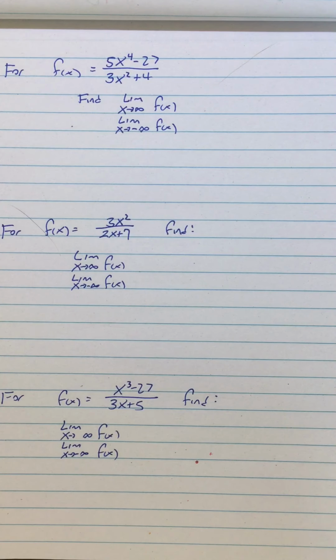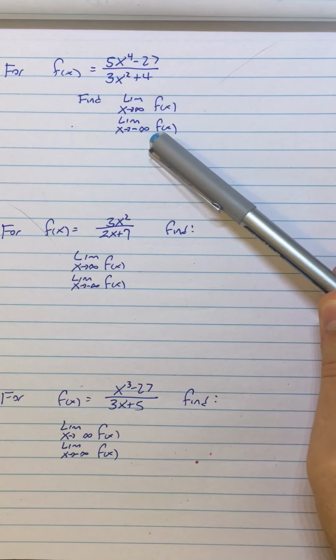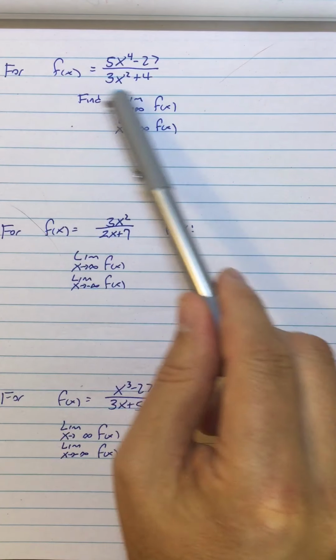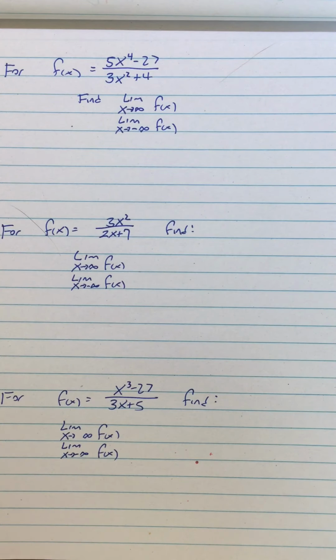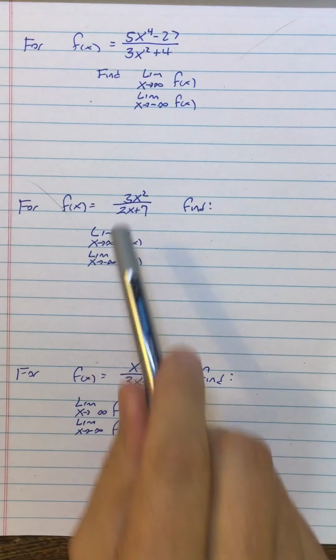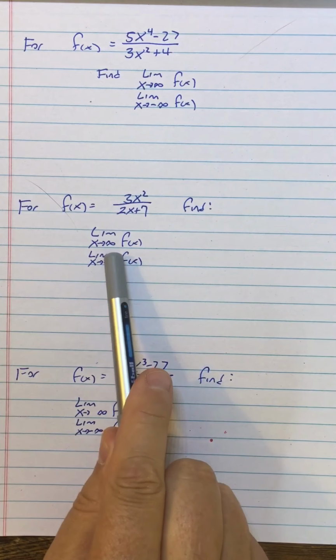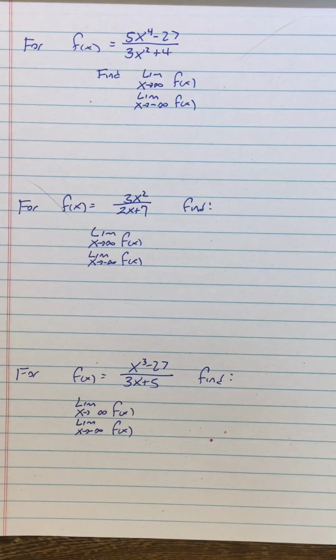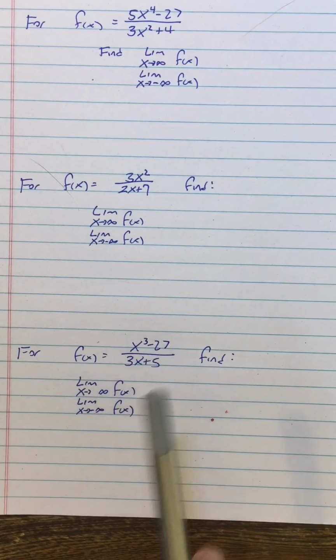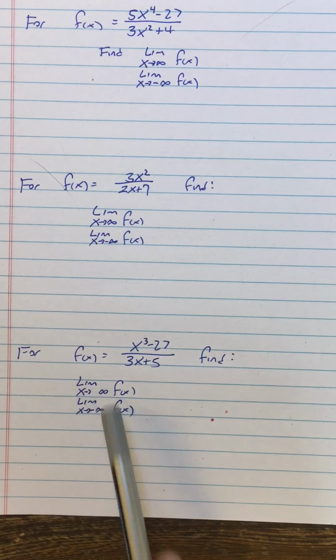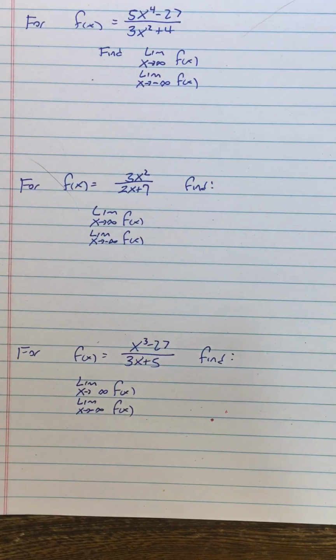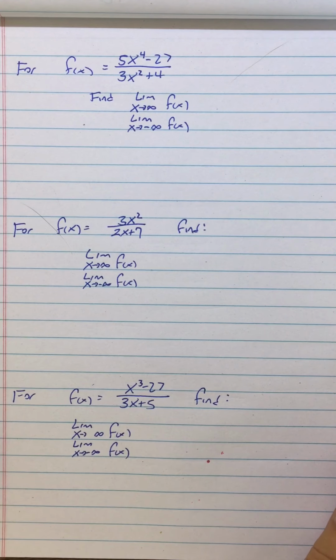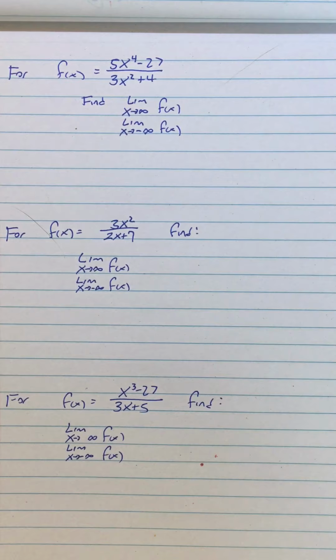So here's a couple more examples. This time, I'm just asking you: limit as x approaches infinity, and limit as x approaches negative infinity, of (5x^4 minus 27) over (3x^2 plus 4). The next one is 3x^2 over (2x plus 7), limit as x approaches infinity, limit as x approaches negative infinity. And then (x^3 minus 27) over (3x plus 5), limit as x approaches infinity, limit as x approaches negative infinity. What do you think they are? Pause the video and prepare your opinion.